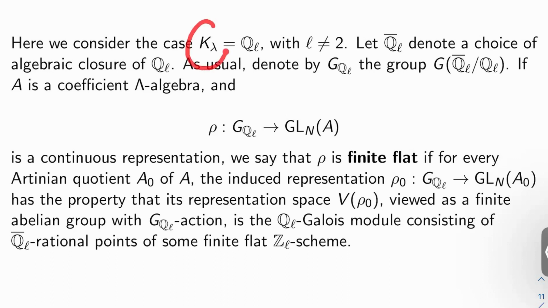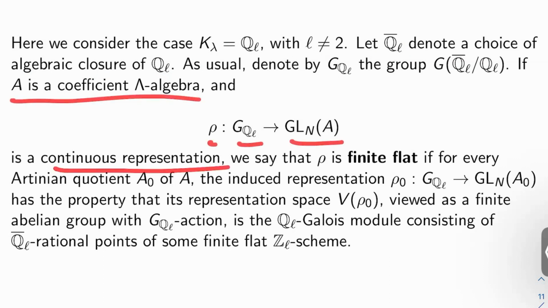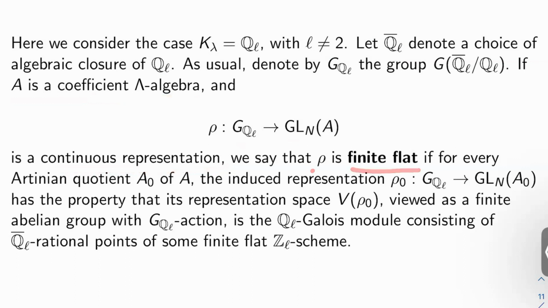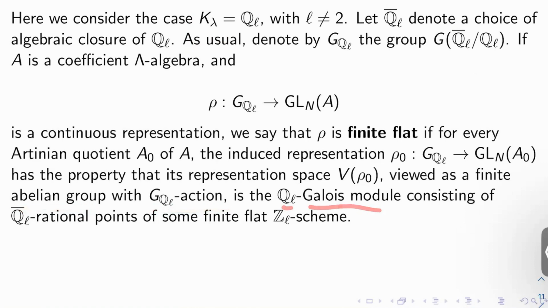We're going to now consider the case that K_lambda is the l-adic numbers, where l is not 2. We'll let Q bar l denote a choice of algebraic closure of Q_l. We'll denote by G_{Q_l} the Galois group of Q_l. If A is a coefficient lambda algebra and rho from G_{Q_l} to GL_n(A) is a continuous representation, we'll say that rho is finite flat if for every Artinian quotient A_0 of A, the induced representation rho_0 from G_{Q_l} to GL_n(A_0) has the property that its representation space V of rho_0, viewed as a finite abelian group with G_{Q_l} action, is the Q_l Galois module that consists of the Q bar l rational points of some finite flat Z_l group scheme. Okay, so we've already seen this definition before.